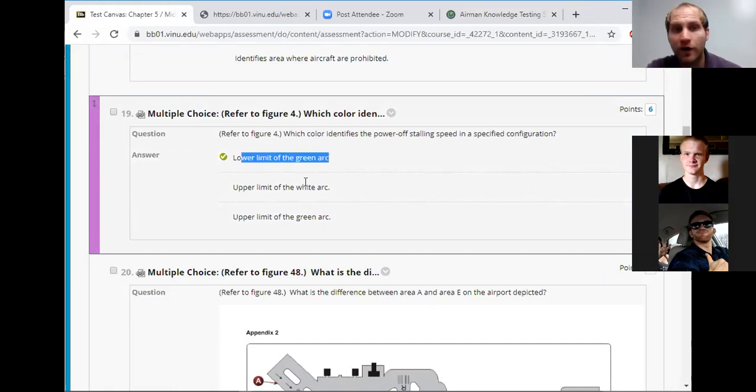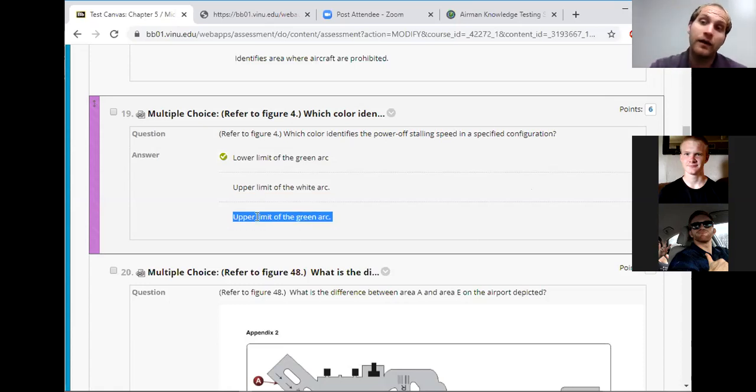Both of the other answer choices say upper limit. Upper limit of the white arc, as we discussed, is the maximum flap extension speed. Upper limit of the green arc, as we discussed, is the VNO, which would be your maximum structural cruising speed. And so you can go faster than the top of the green arc, but only if it's smooth air. And usually you're getting faster than maneuver speed at that point.